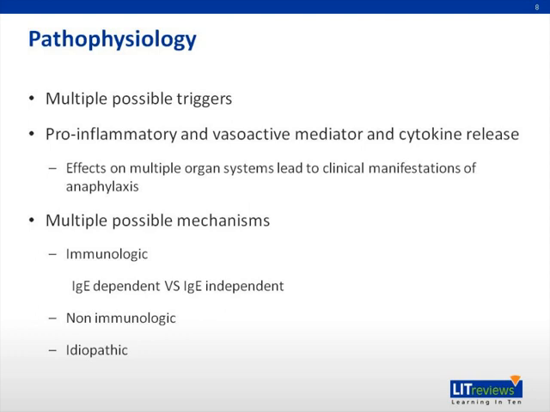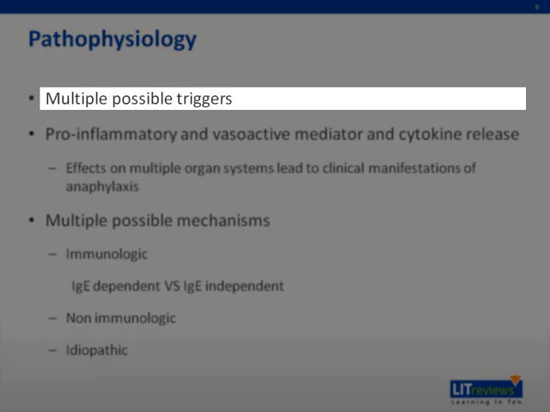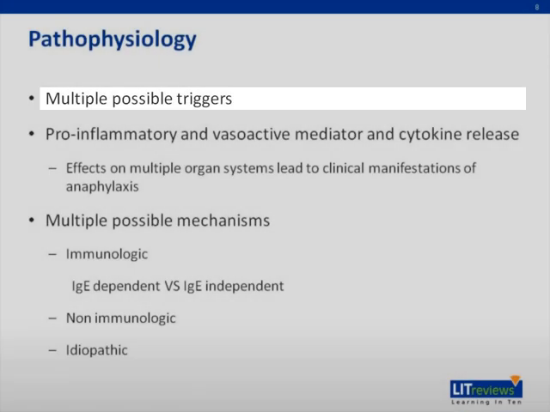Understanding the pathophysiology behind anaphylaxis is essential. There are multiple possible triggers of anaphylaxis. Common triggers include food allergies, insect stings, and medication allergy. Idiopathic anaphylaxis, where no trigger can be identified, is also a relatively common cause. Other possible triggers include contrast media or dyes, occupational allergens such as latex, or even seminal fluid.